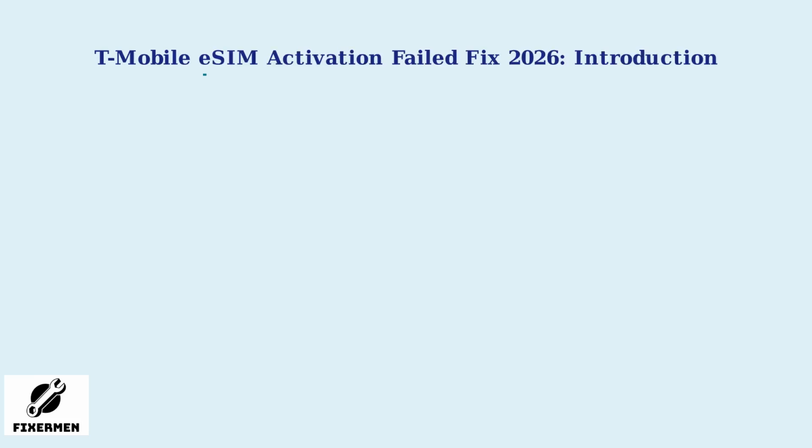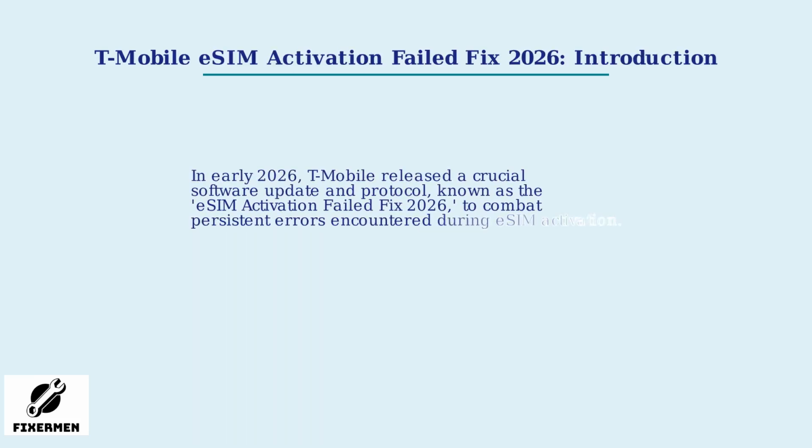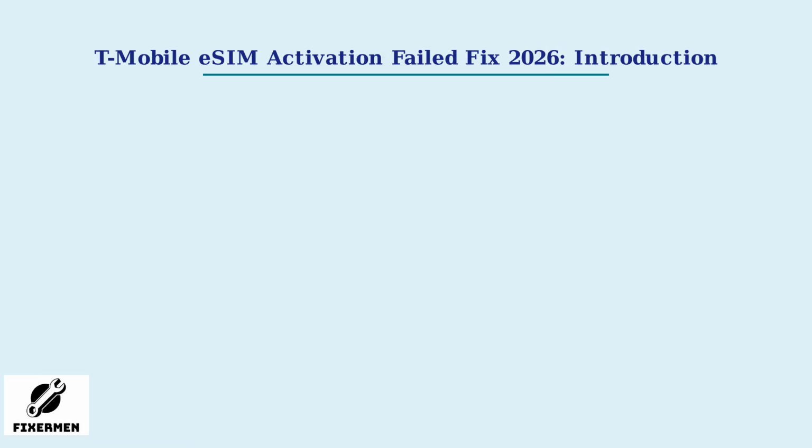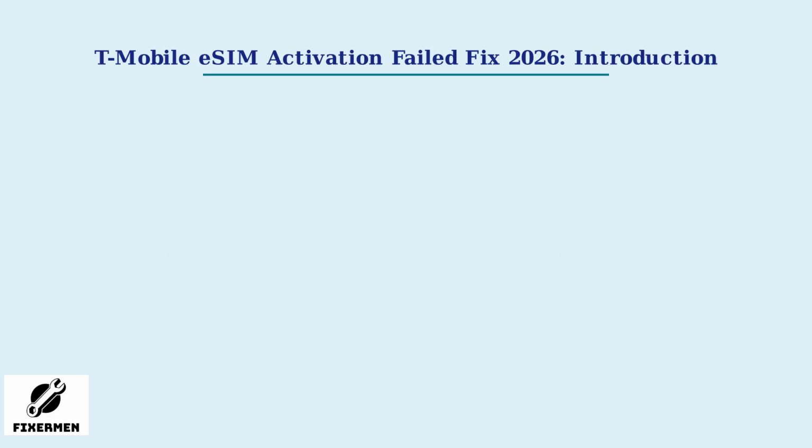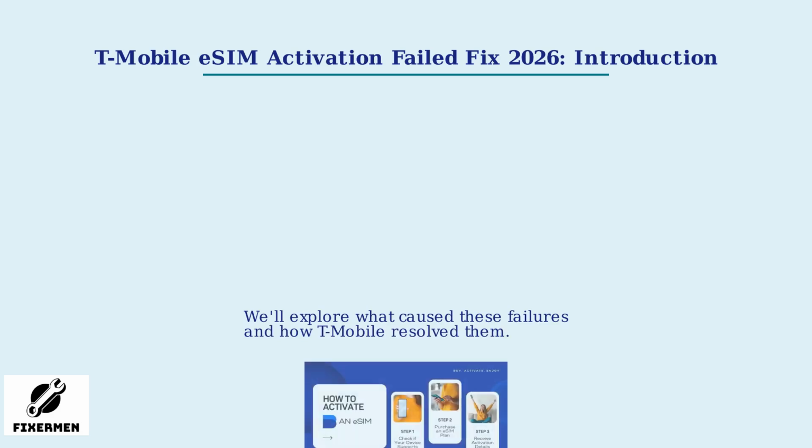In early 2026, T-Mobile released a crucial software update and protocol known as the eSIM Activation Failed Fix 2026 to combat persistent errors encountered during eSIM activation. This update addresses issues that arose primarily after the 2025 network upgrades to 5G standalone SA, which introduced incompatibilities with existing eSIM setups. We'll explore what caused these failures and how T-Mobile resolved them.